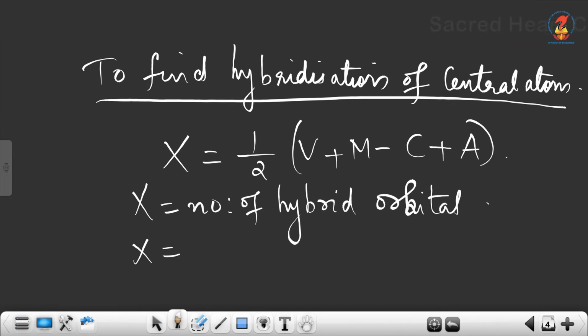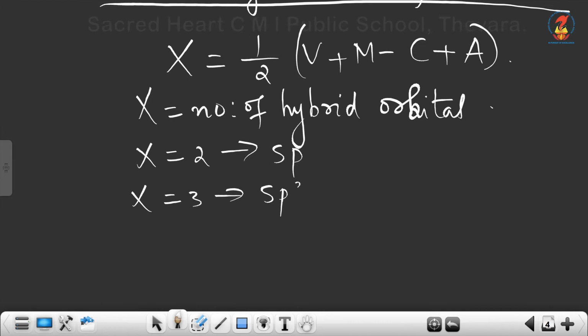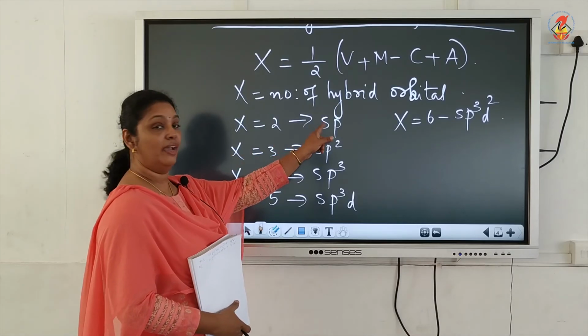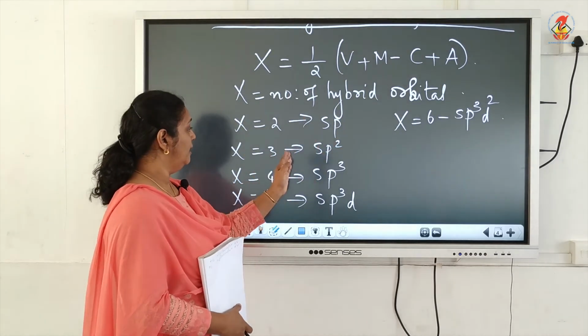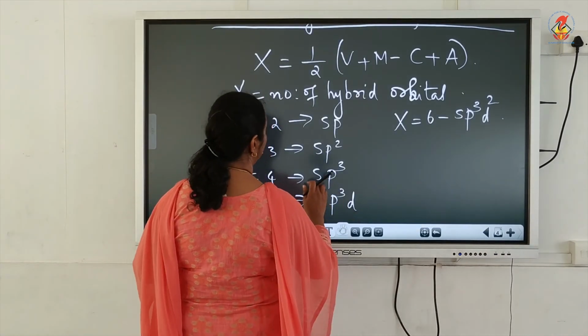If X is equal to 2, then the hybridization is sp. X equal to 3, hybridization is sp2. X equal to 4, hybridization is sp3. X is equal to 5, hybridization is sp3d. Then X is equal to 6, hybridization is sp3d2. X equal to 2 means we have 2 hybrid orbitals, s and p; 3 means 3 hybrid orbitals, sp2. Now what are V, M, C and A?